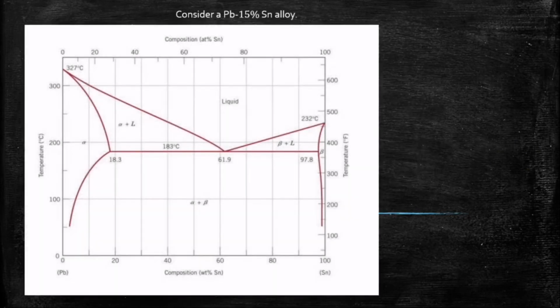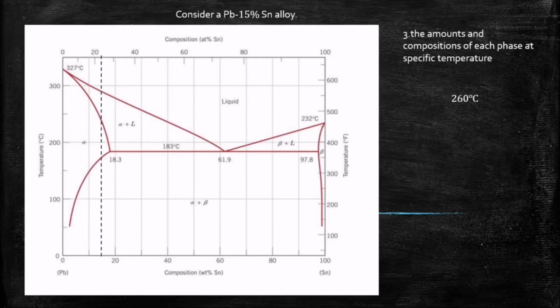With the same lead-tin alloy with 15% tin, we are asked to find the composition of each phase at a specific temperature. The temperature we're going to use here is 260 centigrade. So we need to indicate our 15% tin alloy in lead. This is it. Then we trace the temperature, which is 260 centigrade. This is 250, so 260 is here.